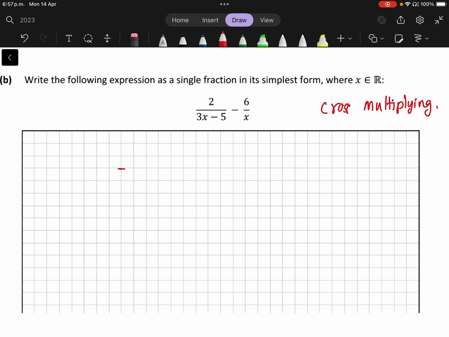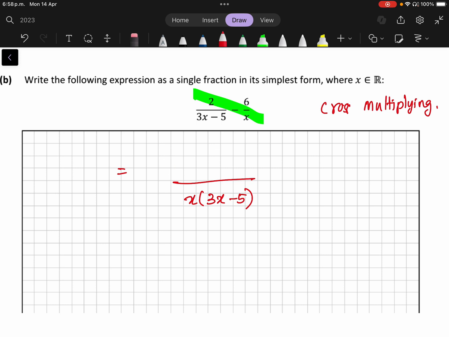So cross multiplying, the first step is you multiply the denominators together and write it as the denominator. So x times 3x minus 5. You can write it either way, x times 3x minus 5 or 3x minus 5 times x. Then the next step is you multiply this side. Always remember, you start from the topmost right portion and then multiply it downwards. These are the two things which you have to multiply.